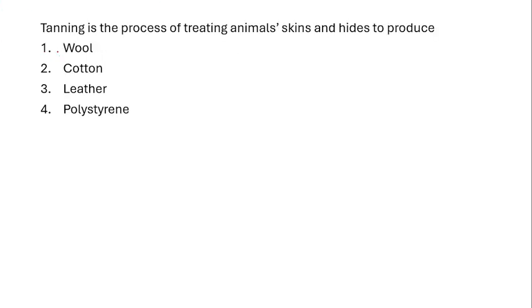Now the next question: tanning is the process of treating the animal skin and hides to produce. Tanning is an industry that treats the animal skin and hide to produce the leather. Leather is the final product.